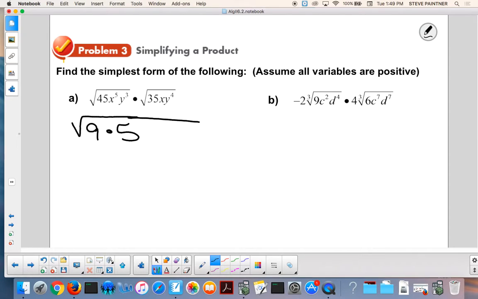Are we not doing the rest of the variables yet? Well, we'll do variables after we do numbers. Okay. But yeah, I'm asking 35.